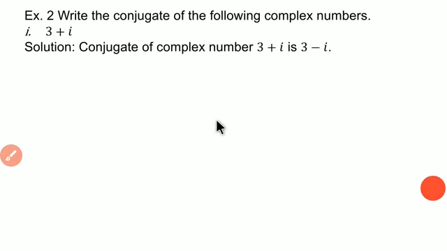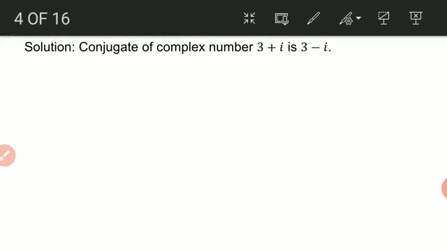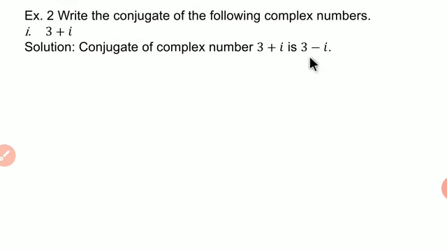And so here for this example, for the given complex number 3 plus i, the conjugate of the complex number 3 plus i is 3 minus i. We change here only the sign of the imaginary part. Okay, so see the second example.